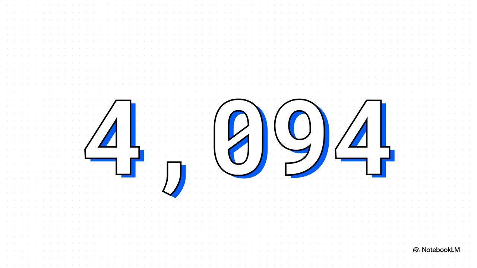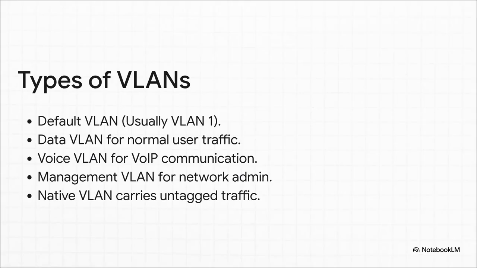These range from 1 all the way up to 4094. That gives network administrators an incredible amount of room to organize even the largest companies. Now, depending on what kind of traffic is flowing, network engineers will utilize specific types of VLANs to keep order.